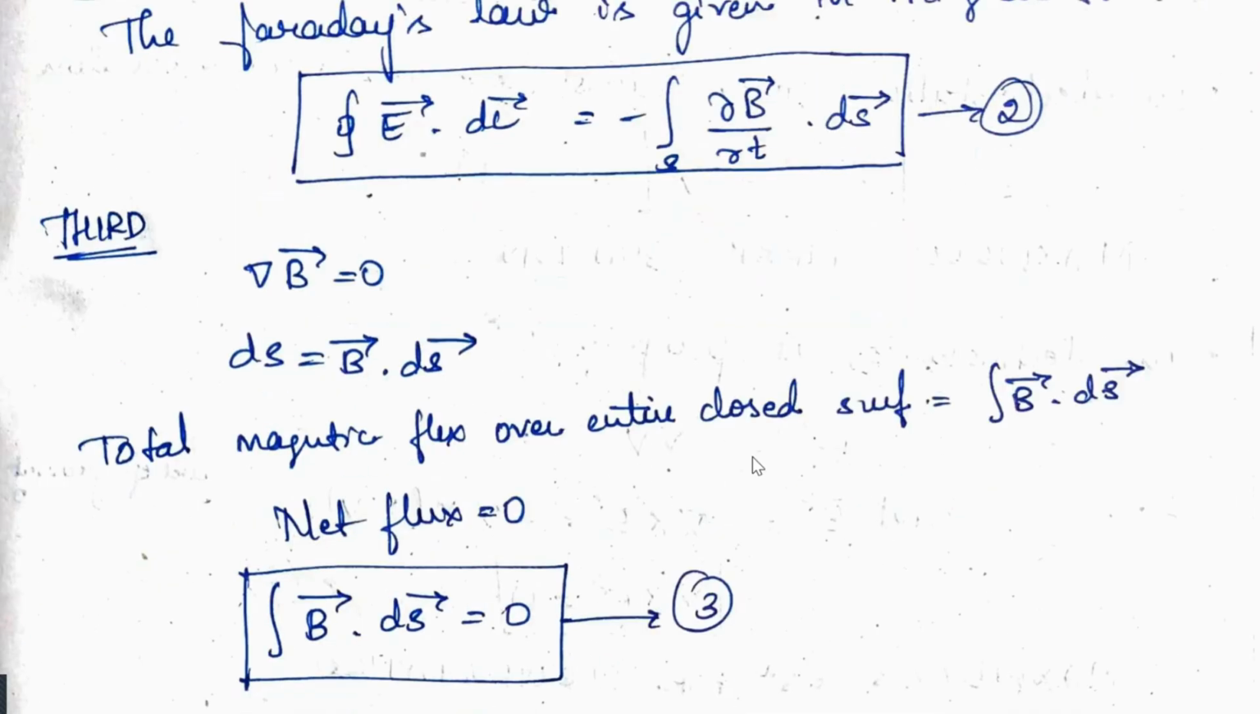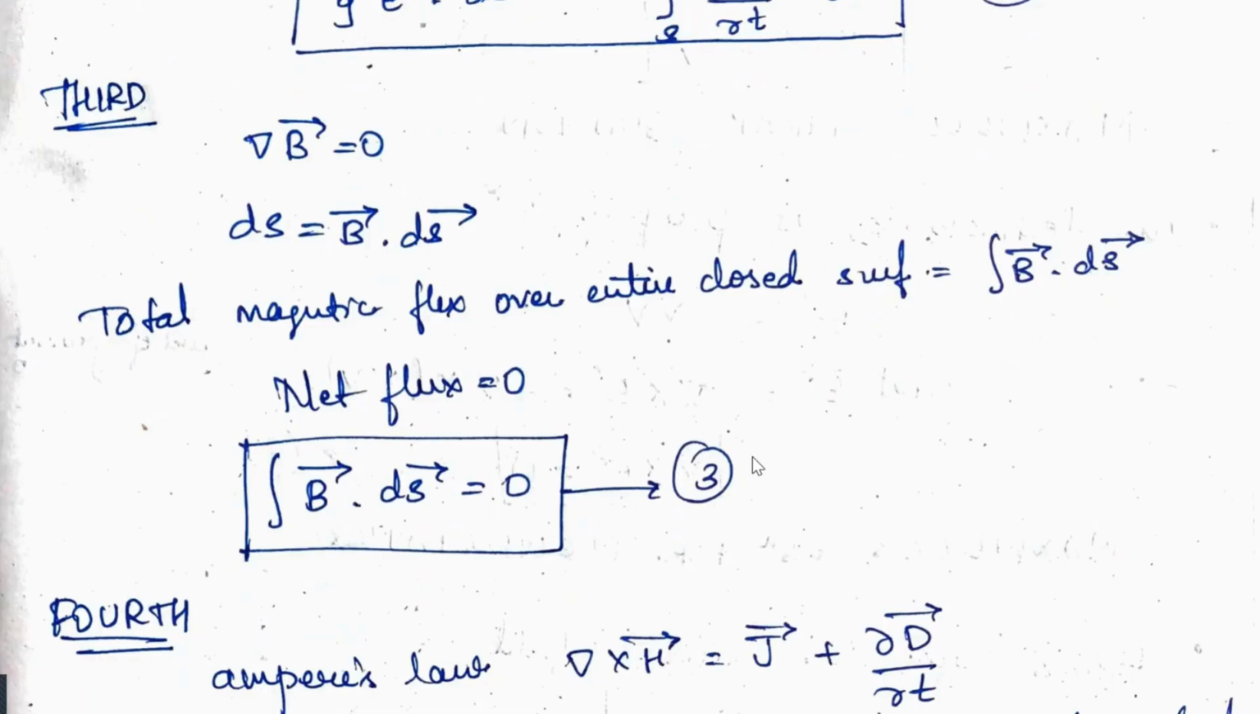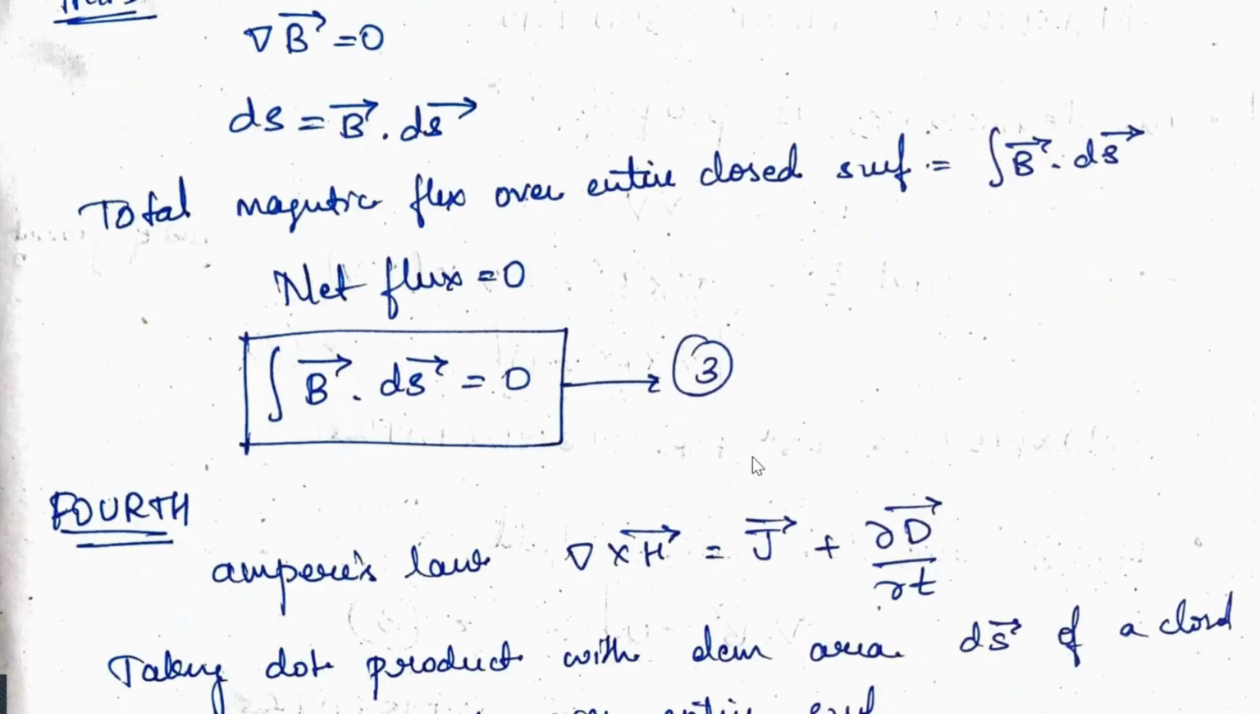And the third one is ∇·B vector is equal to 0, with dφ equal to B vector dot ds vector. The total magnetic flux over the entire surface is the integration of B vector dot ds vector. Net flux is 0. That is my equation 3.